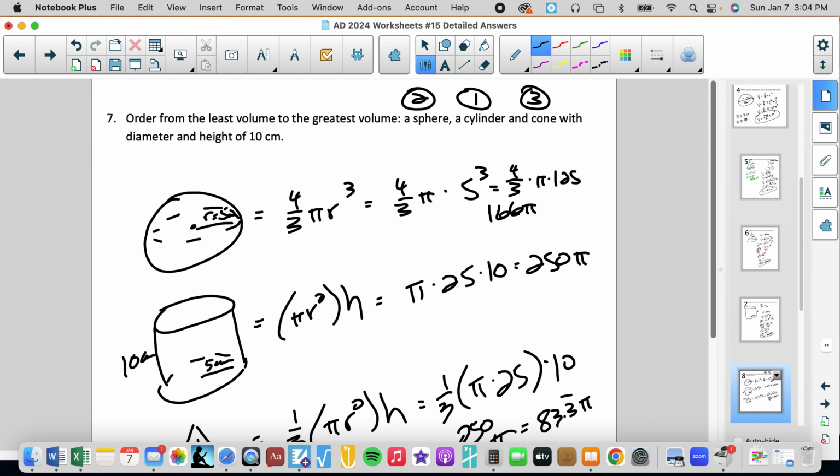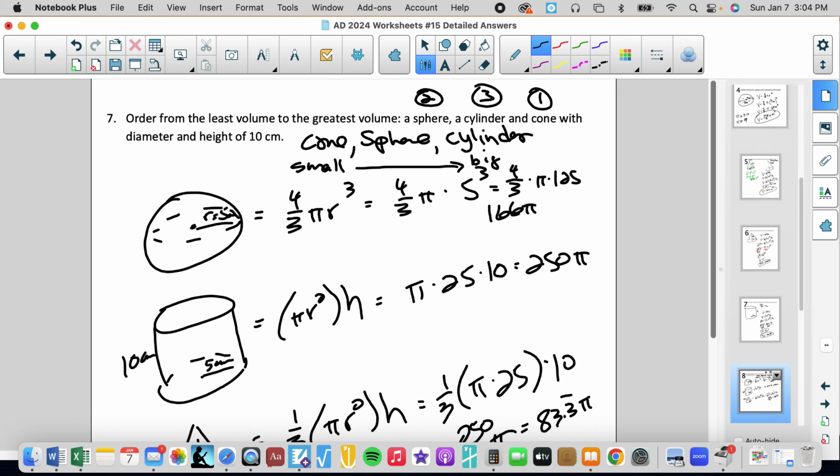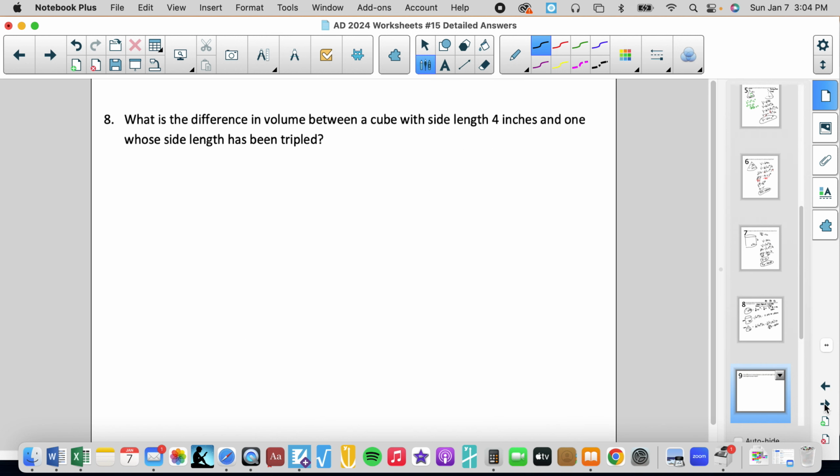So order from least is cone, that's the least, then the sphere, then the cylinder. So cone, sphere, cylinder. Small to big. Yeah, that was kind of surprising.